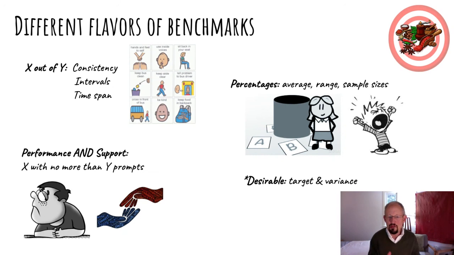And so we want to think of both some kind of percentage or X out of Y or level of support, but with some sense of the range of tolerable variability that we are willing to shoot for as part of the benchmark.